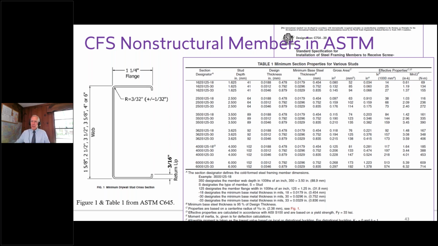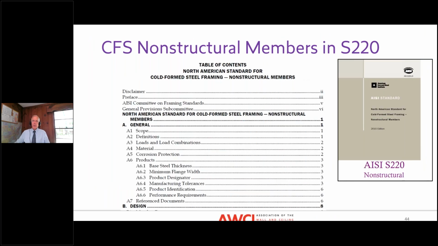So in S220 itself, you look at the table of contents like we did with S240. Section A6 is products. It's got information on the thickness, flange width, product designator, manufacturing tolerances, product identification, performance requirements, marking requirements, all the things that manufacturers have to do to make that a standard product, and you shouldn't need an evaluation report for it.